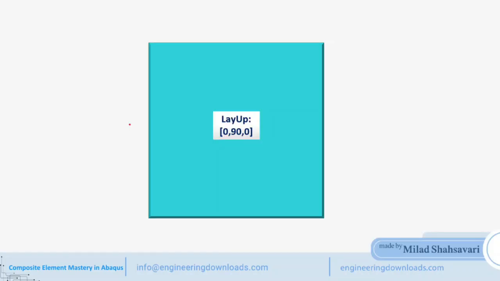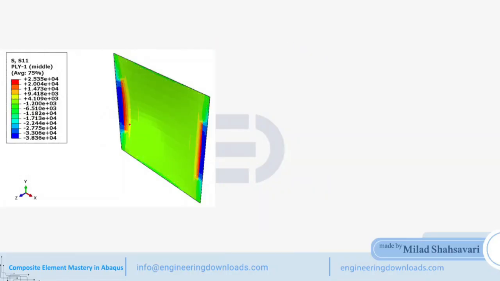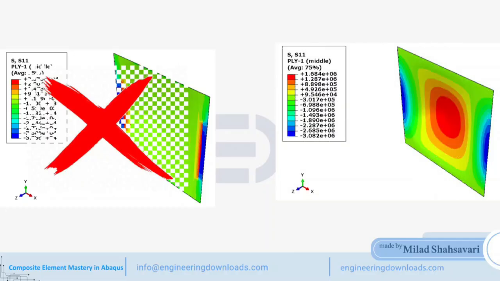Let's say we want to analyze this composite structure under loading. Look at this stress contour. Many engineers would accept this result, but because of the wrong element choice, this output is completely misleading and incorrect. Now, check this out. By understanding ply-level mechanics and using the correct solid element settings, we achieve this highly accurate, realistic, and industry-standard response.